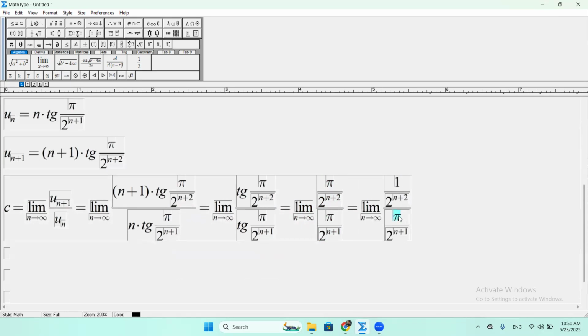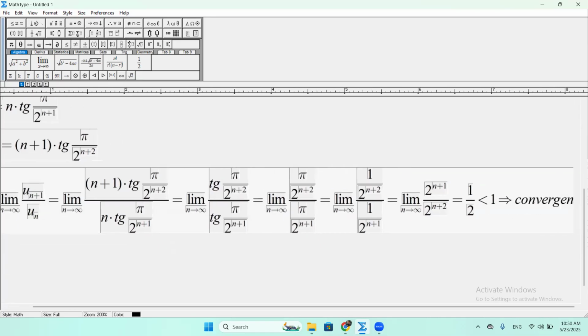So now canceling p. And what I will actually have, okay, I will write like this. So here will be 2 in power of n plus 1, and here will be 2 in power of n plus 2. And actually it will be 1 over 2, that is less than 1. So it means that the initial series is convergent according to the D'Alembert test.